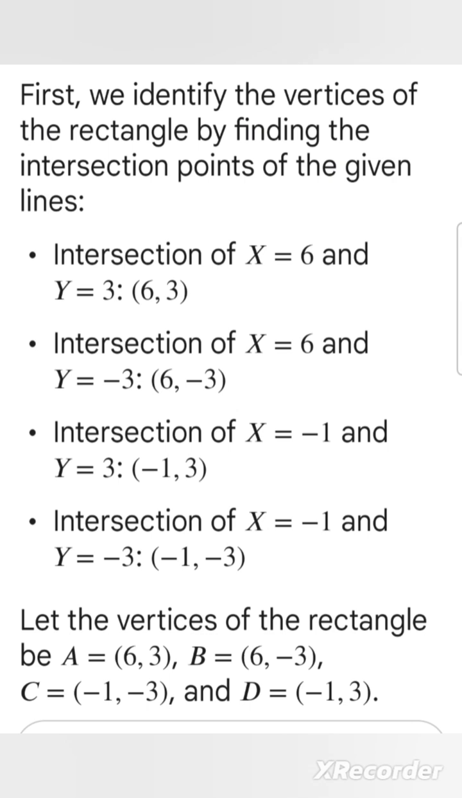Sum number 21 says, find the equation of the circle circumscribing the rectangle formed by the lines x equal to 6, x equal to minus 3, y is equal to 3 and y is equal to minus 1. So first we need to identify the 4 vertices of the rectangle. So if we take x equal to 6 and y is equal to 3, then one of the vertex is to be (6, 3). Similarly, the other vertices will be (6, -1), (-3, 3) and (-3, -1).